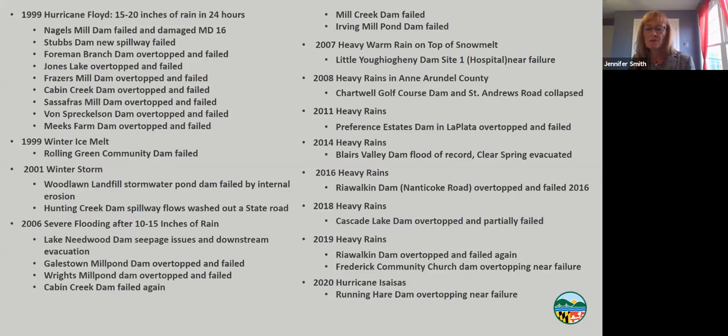Some of these incidents required the evacuation of downstream residents and property owners. Fortunately, there has been no loss of life. But many of these dam failures cause costly damage to public and private roads, public and private property, and the environment.